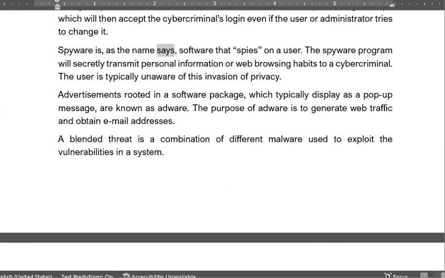Spyware is, as the name says, software that spies on a user. The spyware program will secretly transmit personal information or web browsing habits to a cyber criminal. The user is typically unaware of this invasion of privacy. Advertisements rooted in a software package, which typically display as a pop-up message, are known as adware. The purpose of adware is to generate web traffic and obtain email addresses. A blended threat is a combination of different malware used to exploit the vulnerabilities in a system.